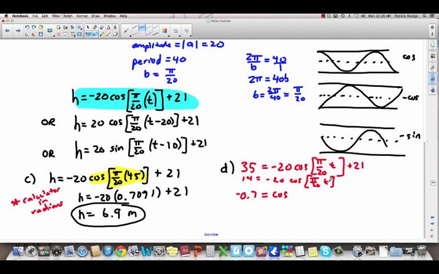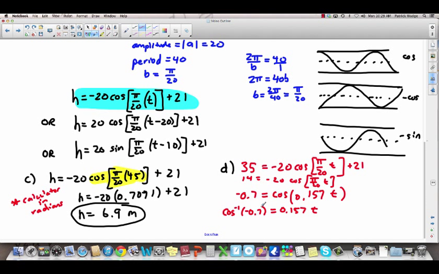Why don't we figure out what pi divided by 20 is? So it equals 0.157 t. So now we want to isolate this t. We want to do the opposite of cosine. What's the opposite of cosine? Inverse cosine. So we want to take the inverse cos of each side. So we get cos inverse of negative 0.7 equals, and all you'll be left with over here is 0.157 t.